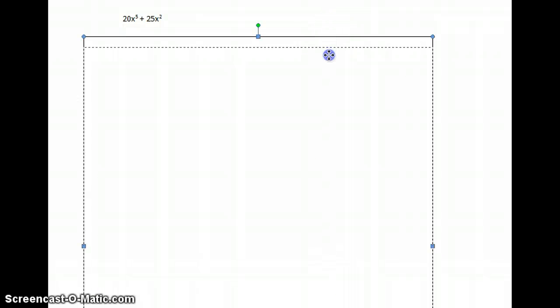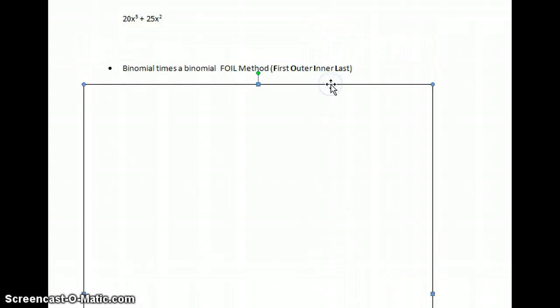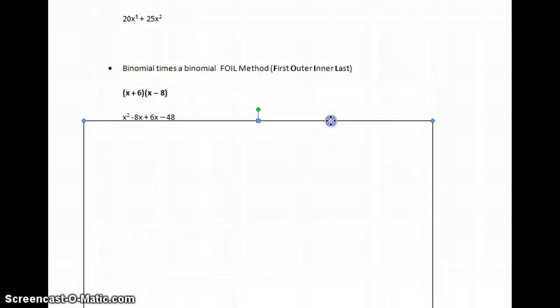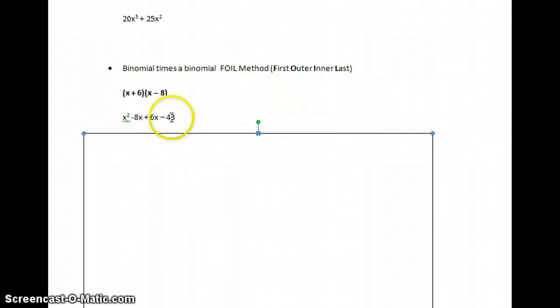Okay, our next one is when we have a binomial times a binomial. This is the FOIL method, which if you remember is first, outer, inner, last. So what we're going to do is multiply every number times every number. We'll start with the first numbers, which are x and x. So x times x gives me x squared. Then I do my outer numbers.